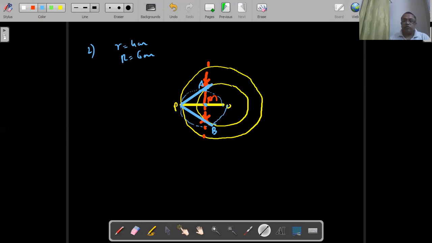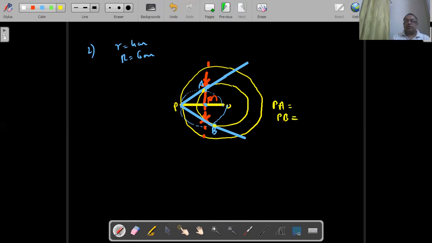Okay, we can also extend this. But the length is measured from P to A, that is the point of contact here, and P to B. Okay, so point of contact is here and here. So you can measure PA and PB, they will come equal. Okay, so procedure is clear.